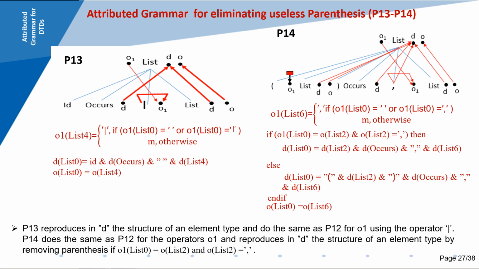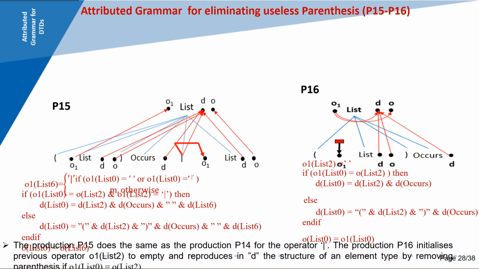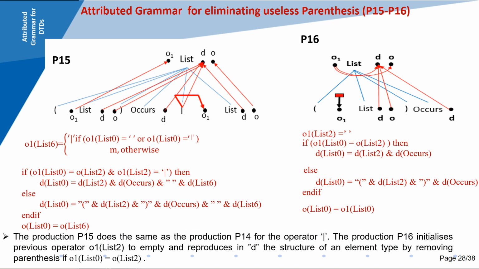The production P14 does the same as the production P12 for the operator O1 and reproduces in D the structure of an element type by removing parentheses if O1 of list 0 is equal to O of list 2 and O of list 2 is equal to logic AND. The production P15 does the same as the production P14 for the operator OR.